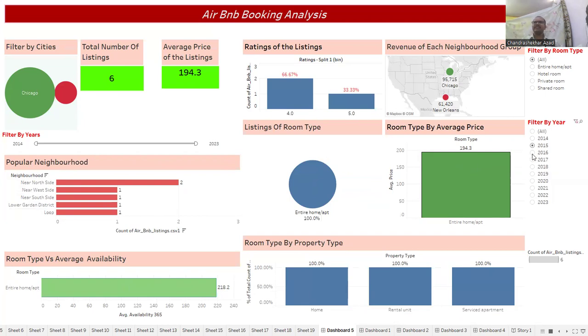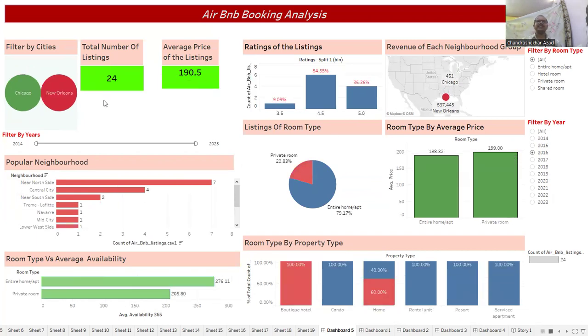If we talk about the next year, that is 2016, the total number of listings increases to 24 and the average price decreases, that is 190.5. Most of the revenue comes from New Orleans city, and both types of rooms are available, that is private rooms and also entire home apartment. The entire home apartment has an average price of 188.32 and private rooms have an average price of 199. Two room types are present in all the property types. Occupancy rate slightly decreases. No, its occupancy rate increases.